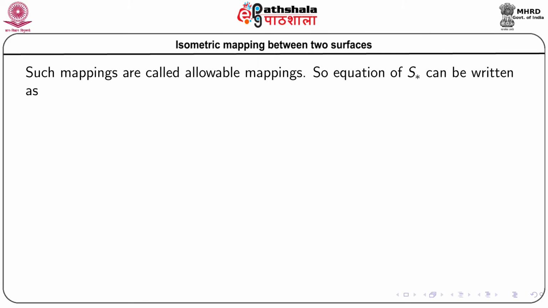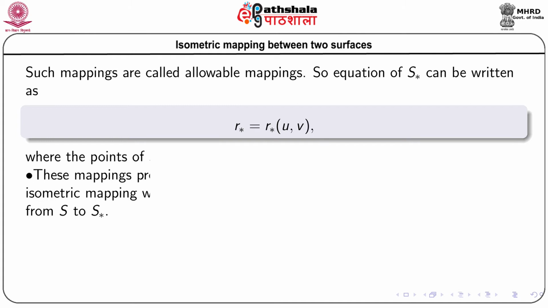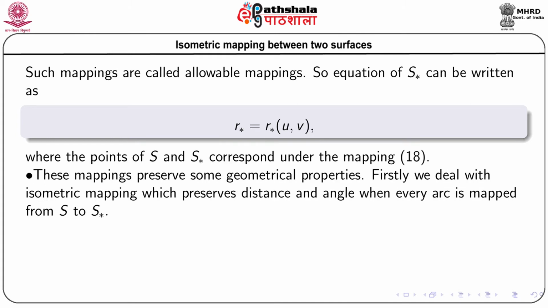Now, such mappings are called allowable mappings. So, the equation of S star can be written in this form, R star of u and v, because they are functionally related with the variables u and v. So, R star also can be expressed as a function of u and v, where the points of S and S star correspond under the mapping given by 18.